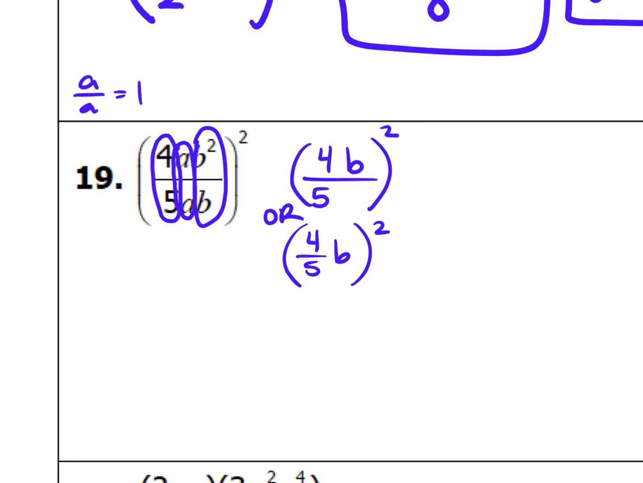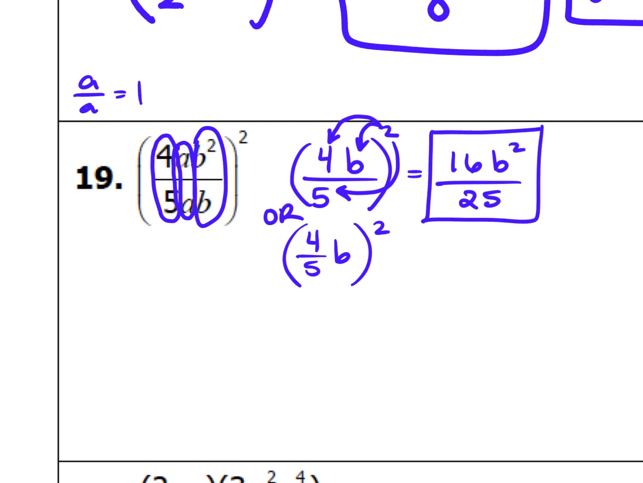How then do I square that? You square every piece of it, right? So we're going to square the 4. That's 16. We're going to square the B. That's B squared. And we're going to square the 5. That's 25. So this is great. Or if you did it this way, it would be 16 over 25 B squared. That's great too. But like I said, you only need one or the other of those. You don't need both of those answers. They are the same answer, just in a different format. Questions on that?